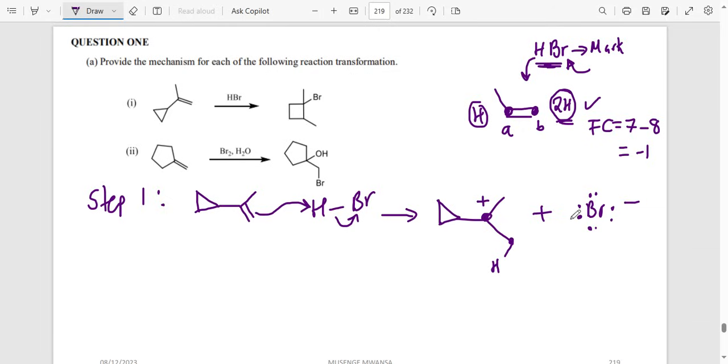The next thing that is going to now happen is that before this Br can come in, look at what we have. What kind of carbocation is this one? Now, mostly when you are writing, we'll not even show this hydrogen, but it's there. Okay. What kind of carbocation do we have here?